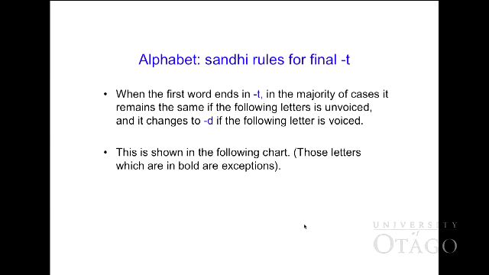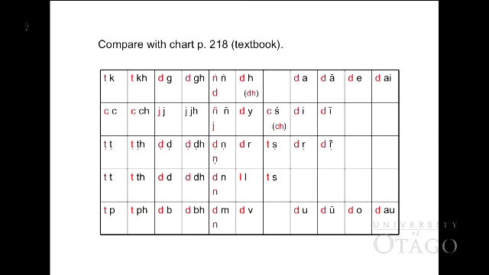We have studied all of this: the Sandhi rules for final T. When the first word ends in T, in the majority of cases, it remains the same if the following letter is unvoiced, and it changes to D if the following letter is voiced. You see from this chart, this is for your revision.